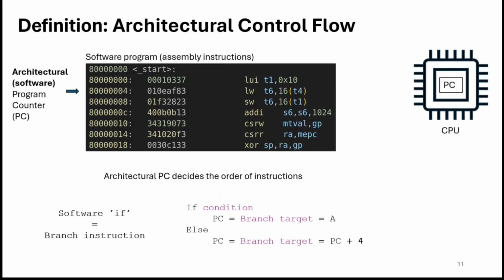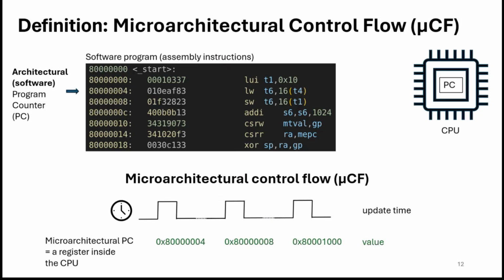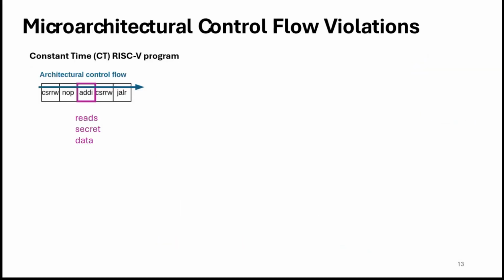First, some definitions. When I talk about architectural control flow, I mean the software control flow, where the program counter points to. So if we have a branch instruction, then the branch instruction decides what the next program counter will point to, meaning which instruction is going to be executed next. The microarchitectural control flow we now define as the clock cycle accurate values of the program counter. That means we look at the value at each clock cycle and also its update time. What could go wrong with the microarchitectural control flow?